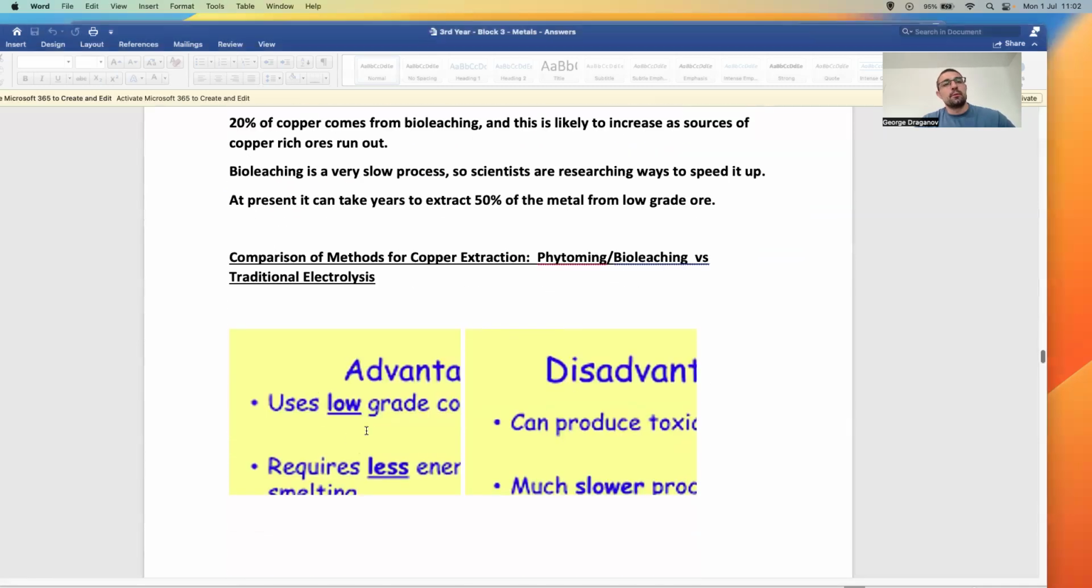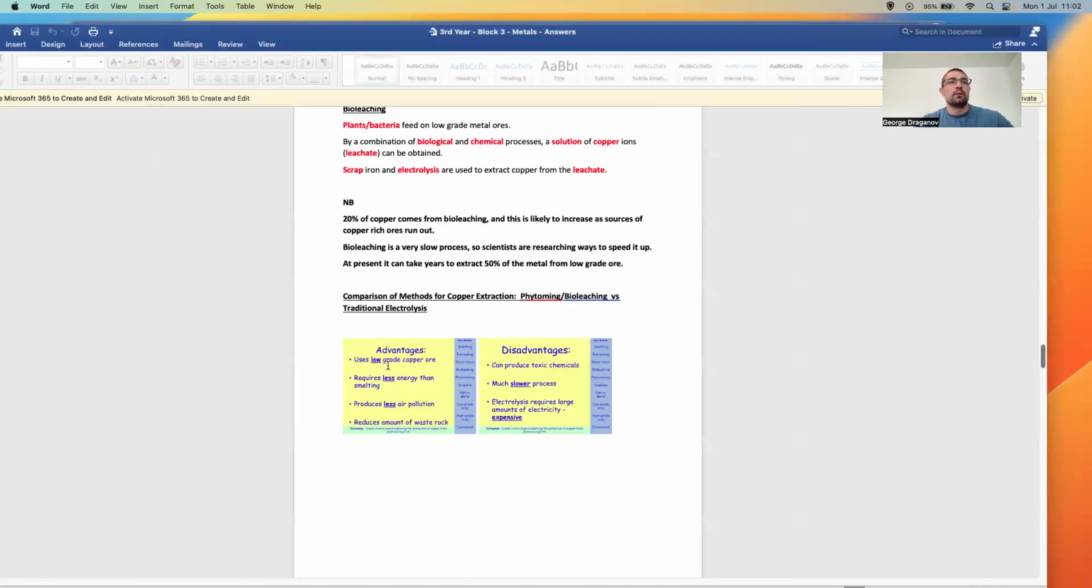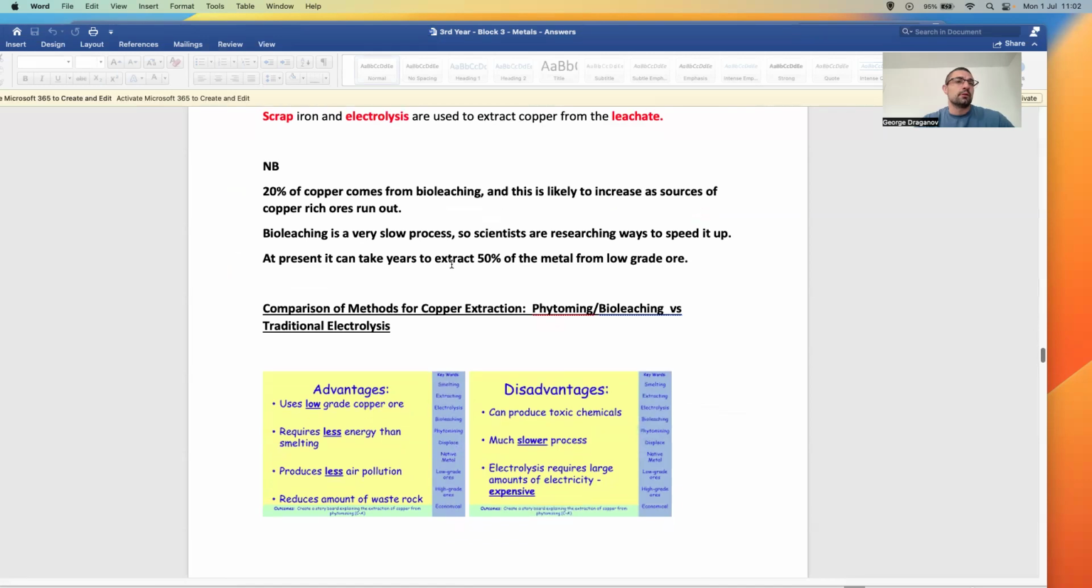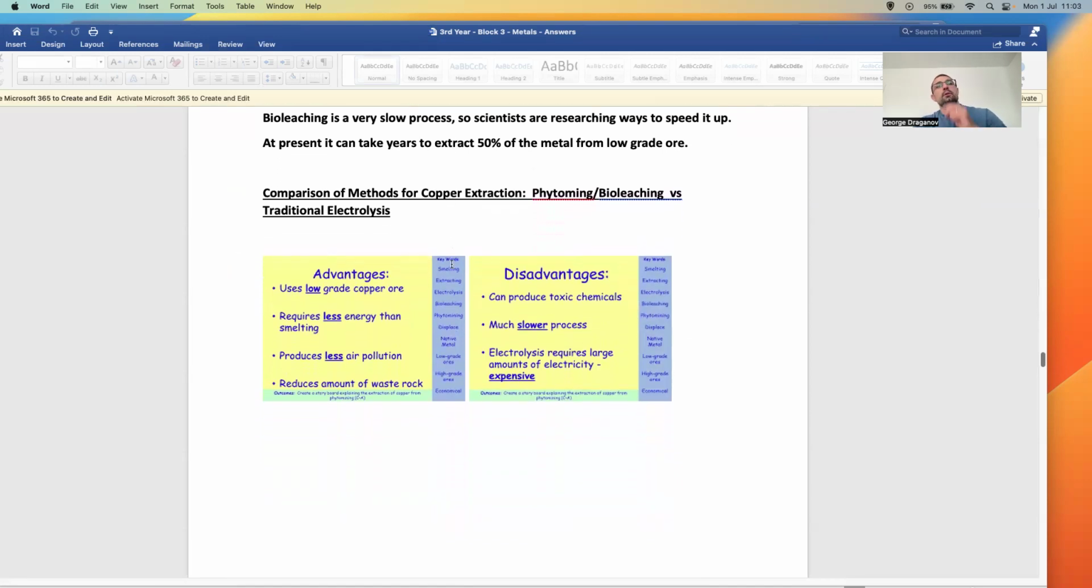However, you should be aware of some of the pros and cons of these methods. Bioleaching is very slow, and so is phytomining, because you've got to grow the plants. And it'll take many years to extract just 50% of the metal. So here are some comparisons of phytomining or bioleaching versus the traditional electrolysis method. The advantage is that you can extract copper from places where normally you wouldn't be able to, so low-grade copper ores. It requires less energy, less air pollution, and less waste rock.